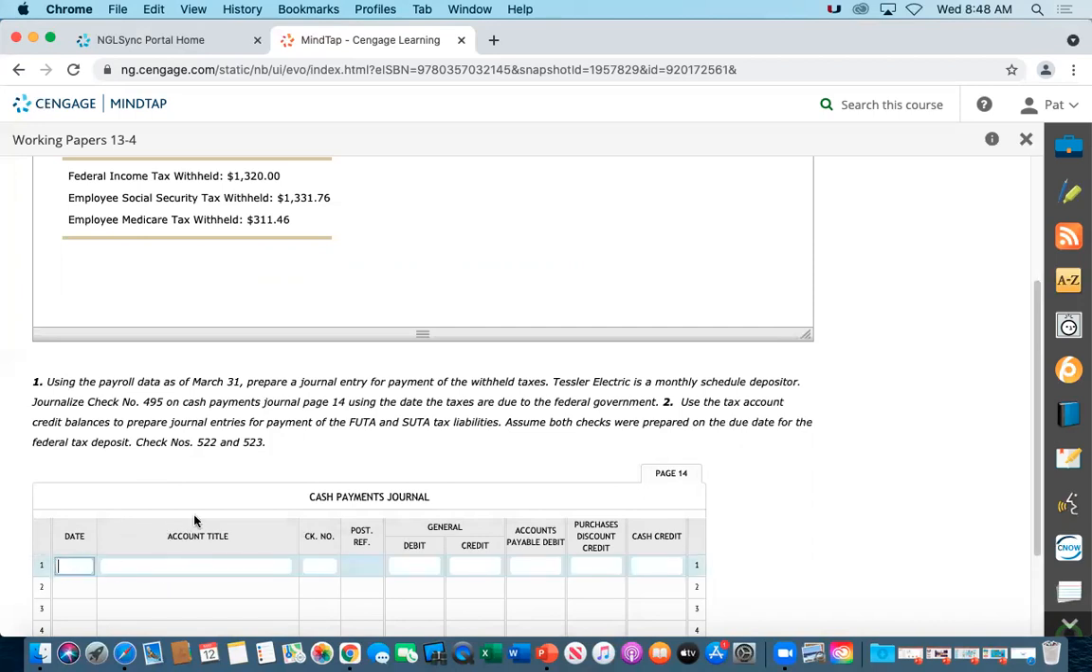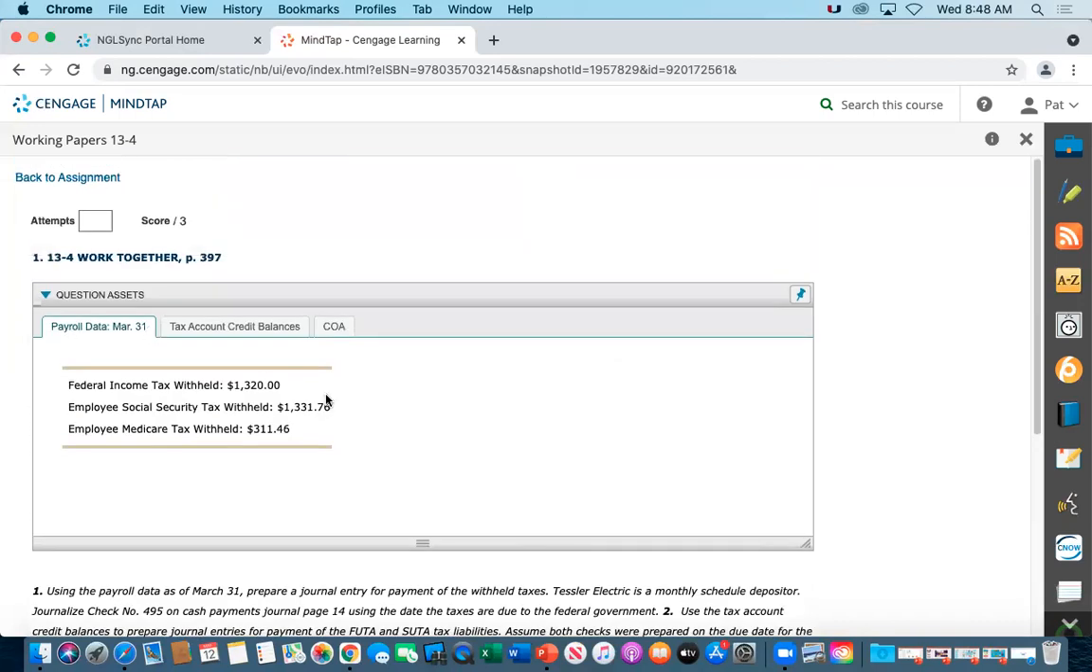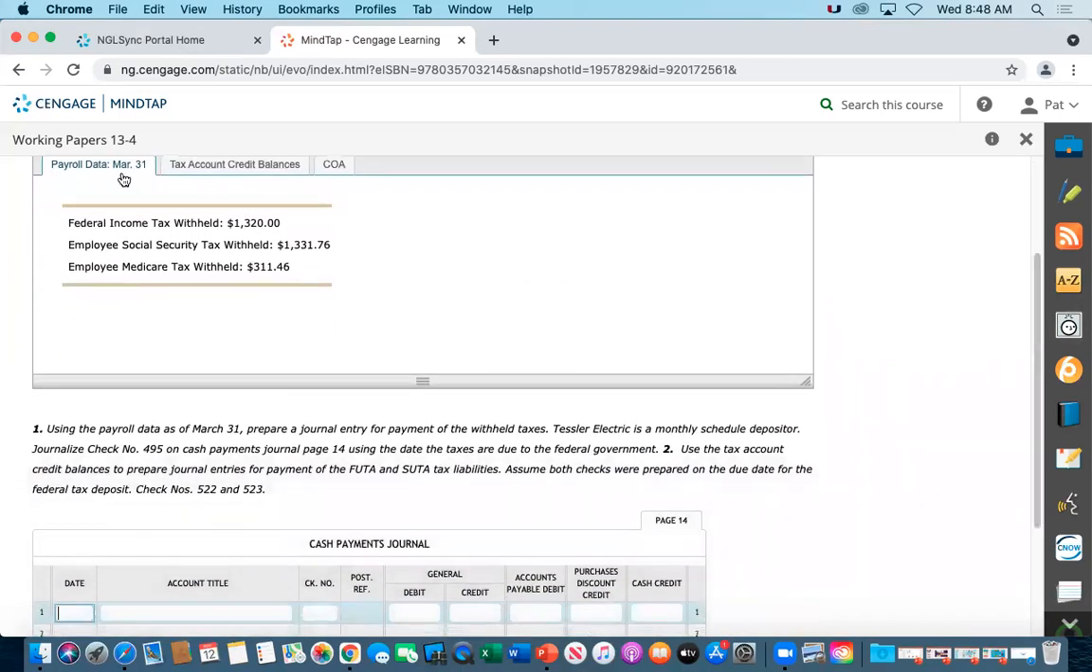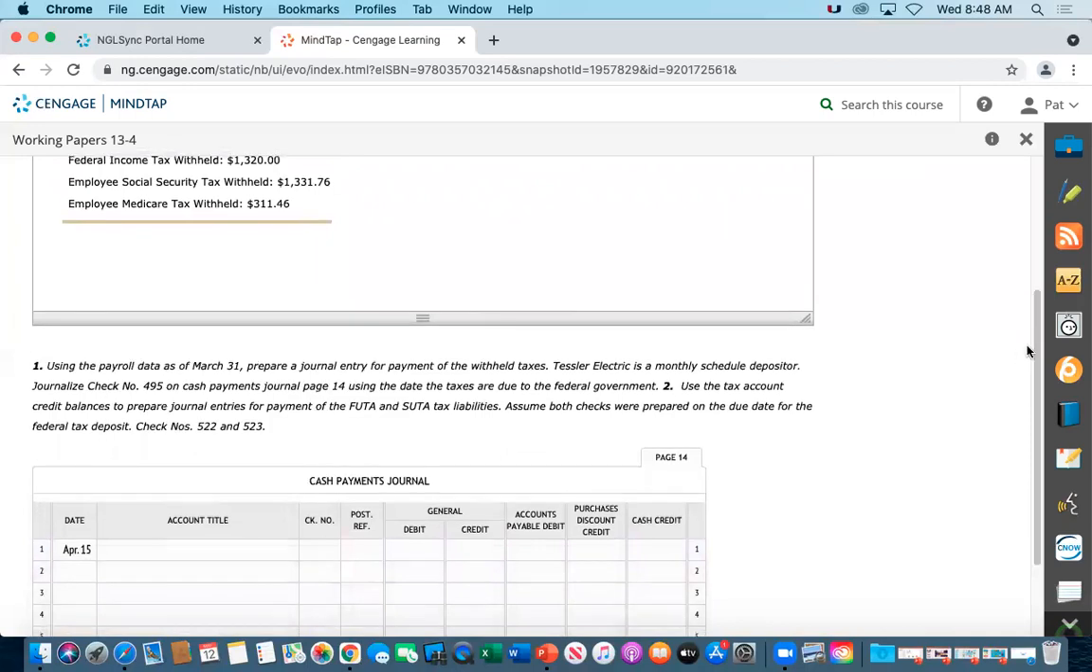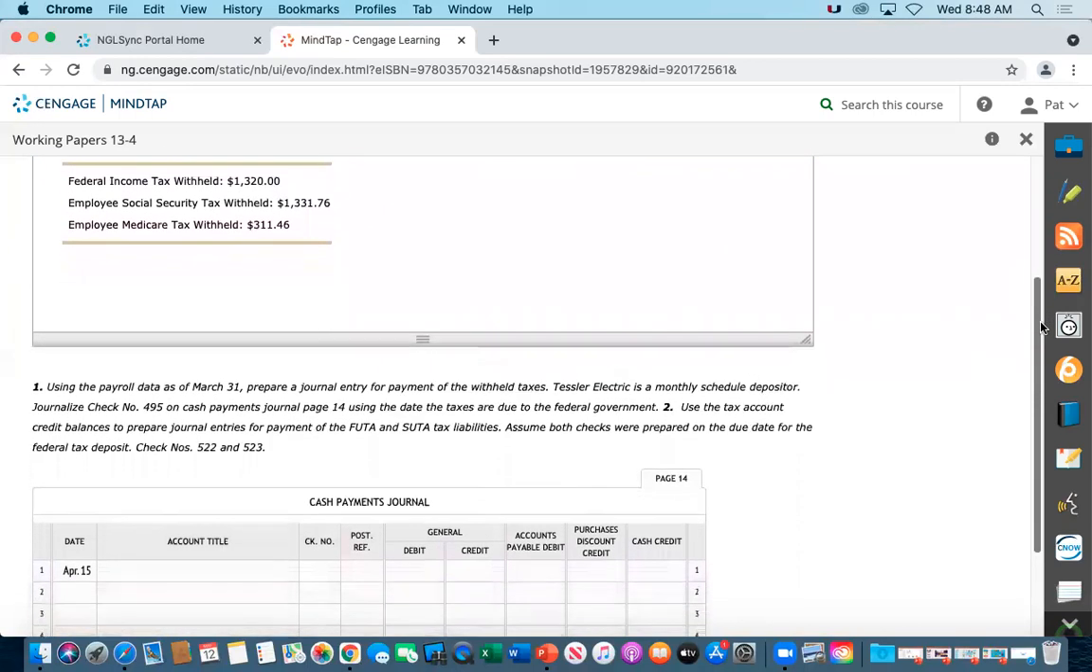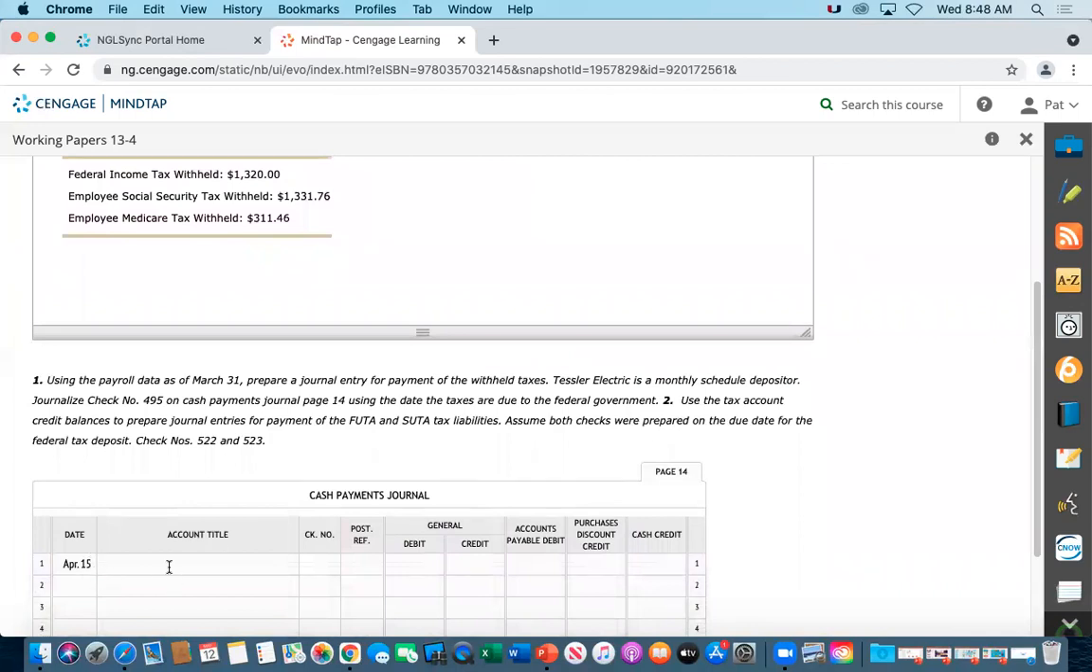So it says using the payroll data from March 31st, we need to pay these taxes. This is the payroll data. Okay, so when we are using the payroll data from the end of the month, we are paying on the 15th of the next month. So it's April 15th. They're getting kind of tricky in the work together because they don't give you the date. We are working with March 31st payroll, so we're paying on April 15th, the 15th of the next month.